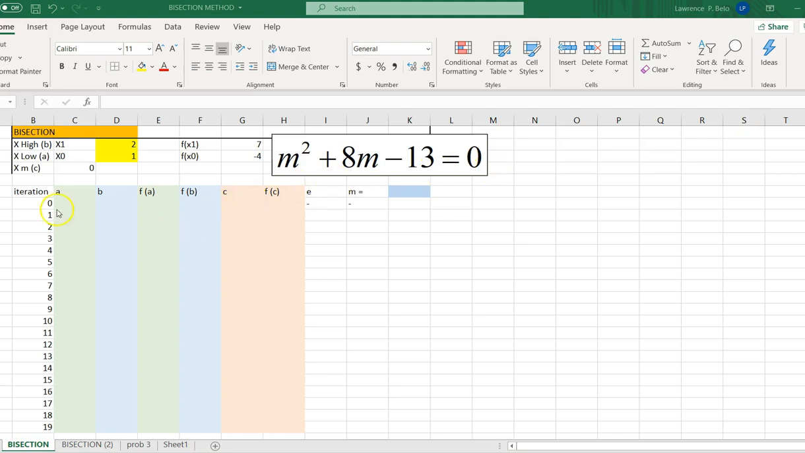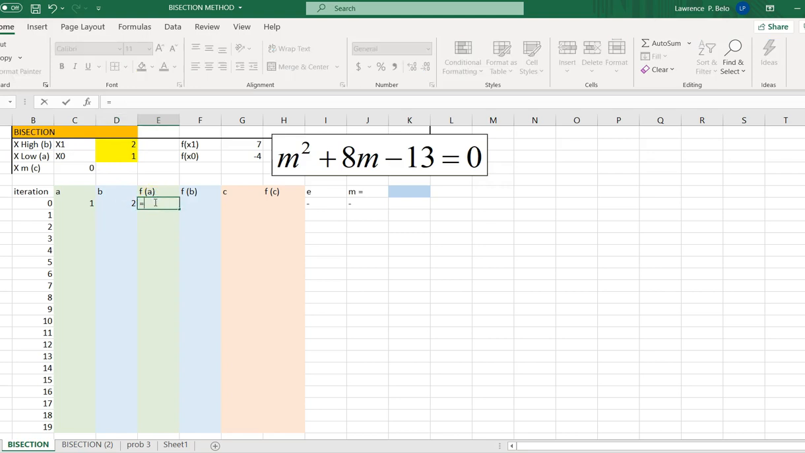Earlier, I showed you this given equation, and then I gave you trial values. Lower limit is 1, and then the upper limit I gave you was 2. So basically, if we plug that in here, m squared plus 8m minus 13, it gave us positive sign, and then for the lower one, it gave us a negative sign. So let's try it here. So the A is, for this convention, the lower limit, and then the B is the upper limit.